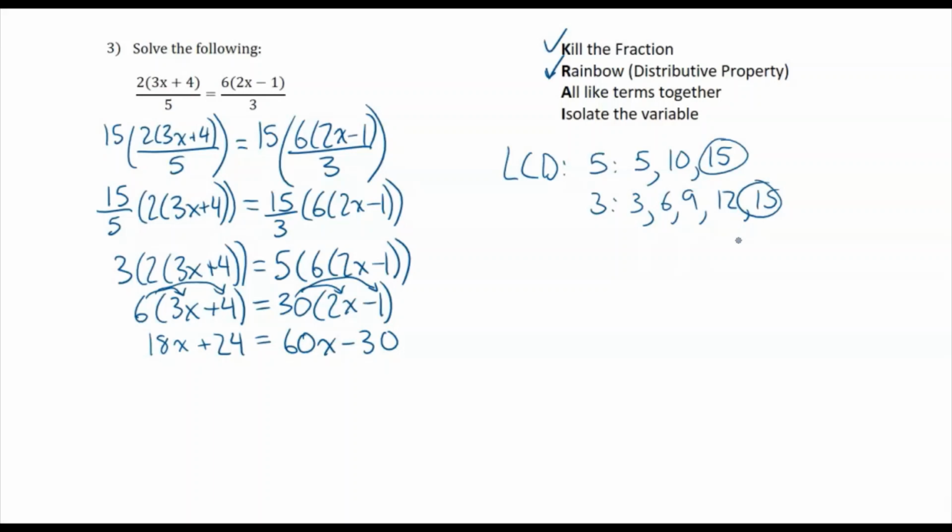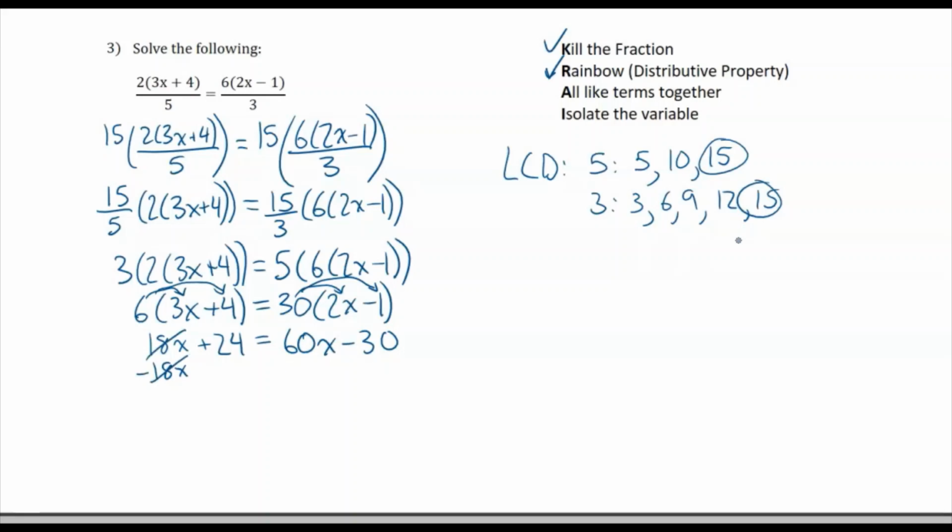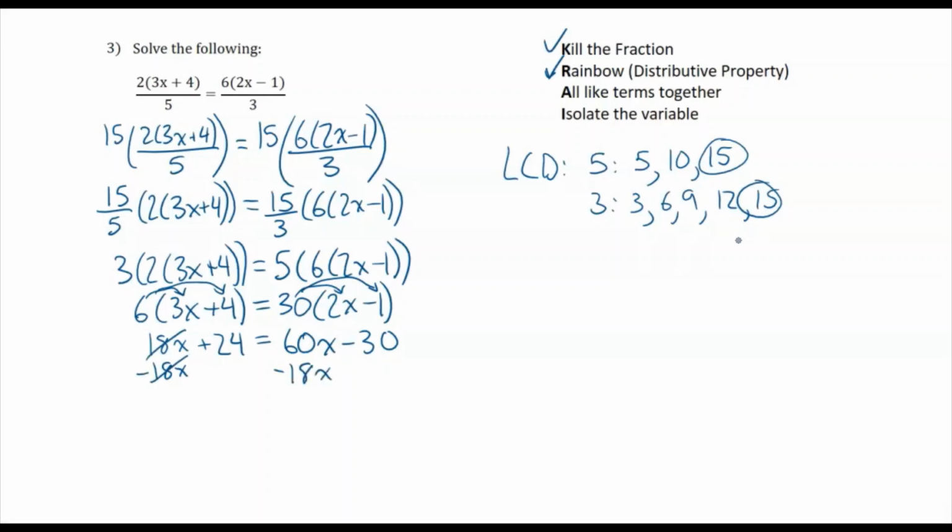Here, I'm actually going to bring the x's to the right. And the reason for that is I can see that it's going to keep them positive. And if I can keep it positive, generally that leads to fewer mistakes. So I'm going to subtract 18x from both sides. If I subtract it from that side, it cancels out. And if I subtract it from this side, it's going to become a positive because 60x minus 18x is going to give me 42x.